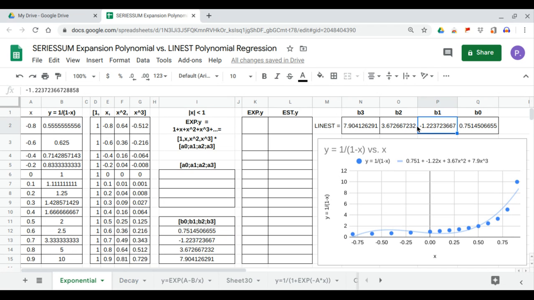Our B2 is 3.672, but rounded up as 3.67 in the chart. This is our B2. Our B3, which is this, is 7.904, rounded up as 7.9. So that's our B3. We can calculate the estimated y from this. Our formula is a multiplication of the 1 x matrix and the coefficients.